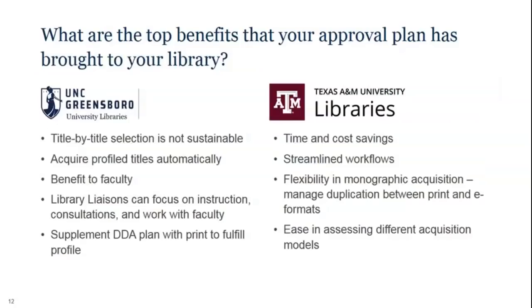As we all know, title by title selection of resources for our collections is not sustainable. The approval plan offers the opportunity to develop a profile that suits the school's curriculum and research needs. The library knows it will automatically receive the books and ebooks that match the profile. The approval plan benefits faculty because they can rely on the plan to supply the books or to supply notifications that they can make recommendations from to ensure that the library acquires the needed resources. Library liaisons and subject librarians are more and more focusing their work on instruction, consultations, direct work with faculty, and outreach. They are spending less time on collection development, so the approval plan saves them time.